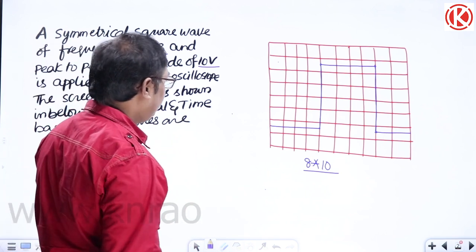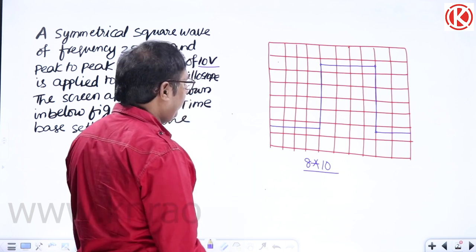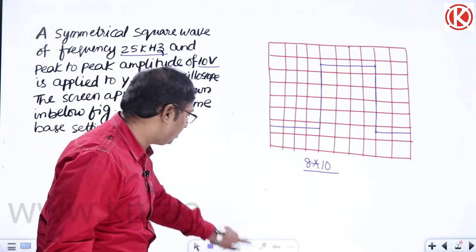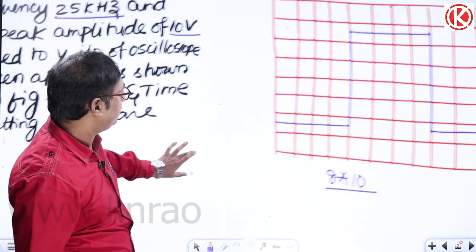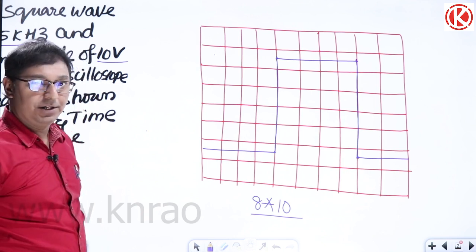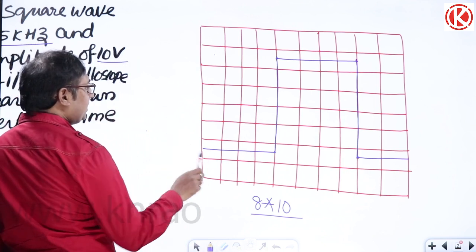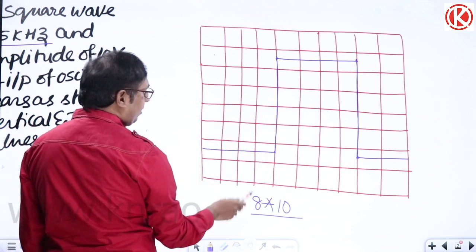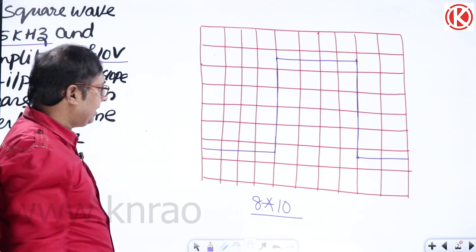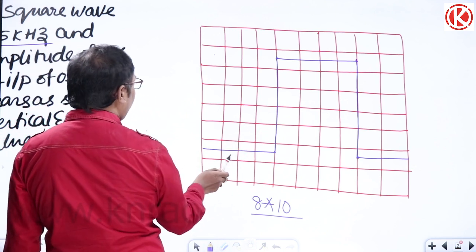Observe carefully. You tell me how many vertical divisions are occupied here. Hope this is visible to you. If you wish, I will zoom out. Yes, hope it's clear now. If you observe, the screen size I have written with a red pen and the waveform appearing on the screen is represented with the blue pen. How many vertical divisions are occupied?